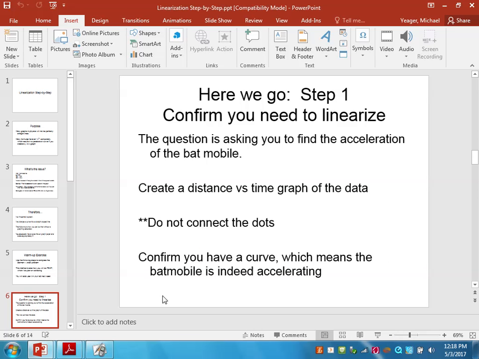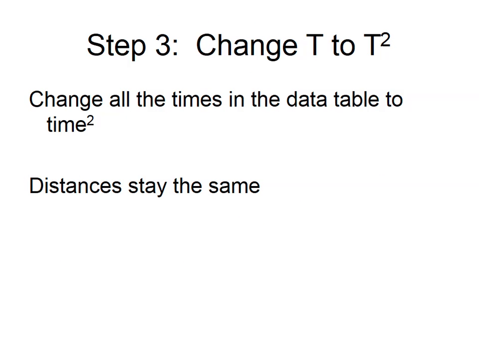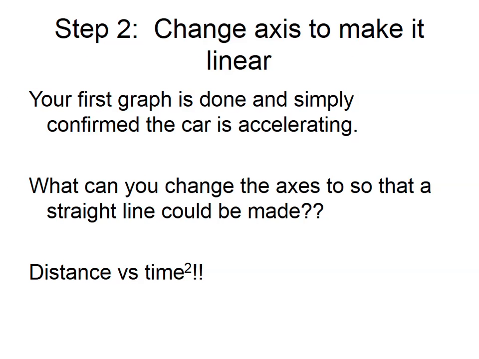All right. So we have a curve, which means, and we'll learn this as well when we talk about distance-time graphs, if you see a curve on it, that means that you are accelerating. Okay? So what would be next? What would happen next? We have to change the axes to make a linear graph. Your first graph is done and simply confirms that you're accelerating, but what can you change the axes to so that a straight line could be made? Now you can see I have my answer: distance versus time squared. How do I know I need to change the time to time squared?